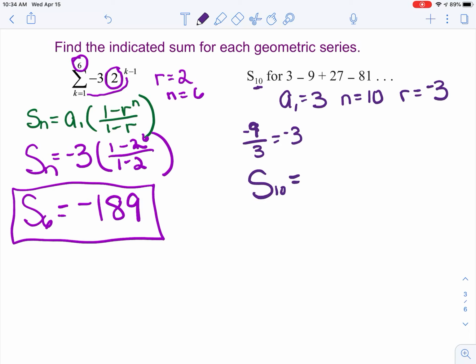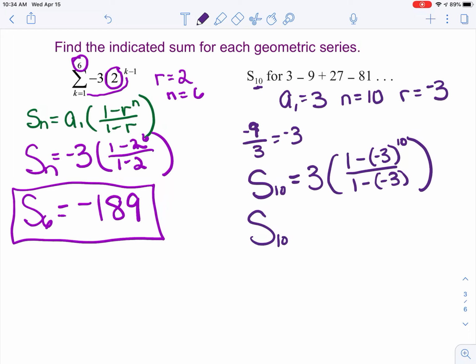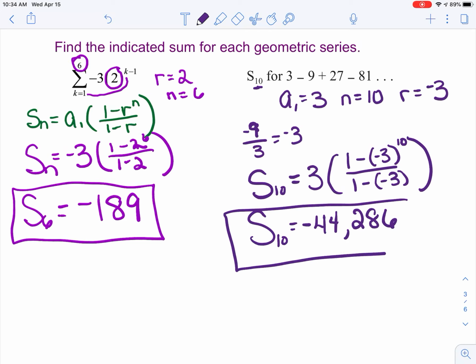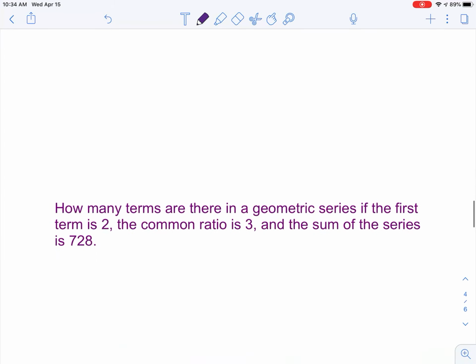Now put it into your formula. S sub 10 equals my first term, which is 3, times 1 minus your r, negative 3, to the 10th power all over 1 minus negative 3. When you put that into your calculator, the sum of the first 10 terms is negative 44,286. Okay, whole thing in your scientific calculator.